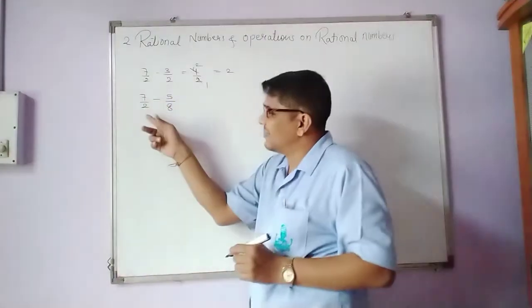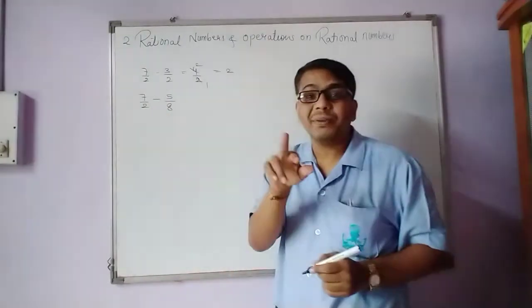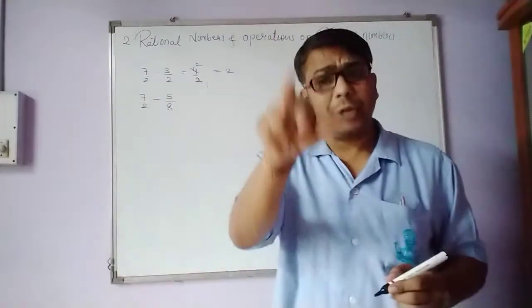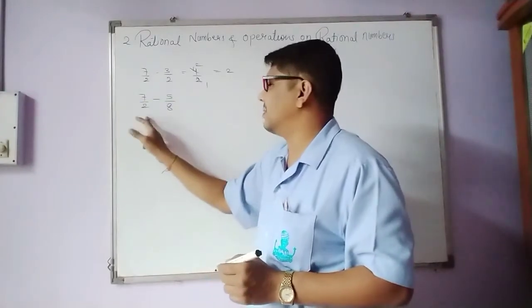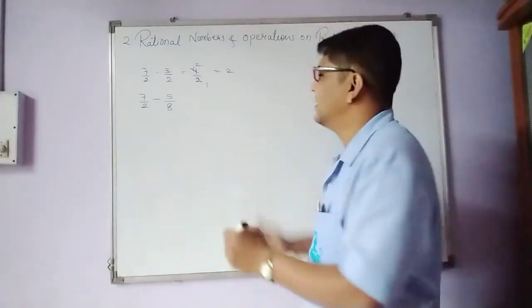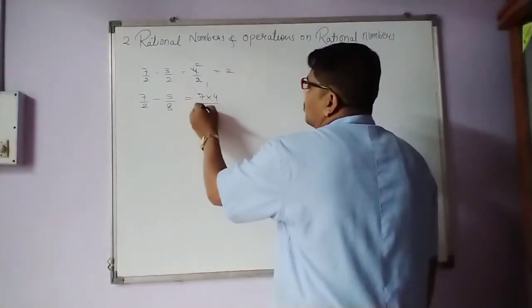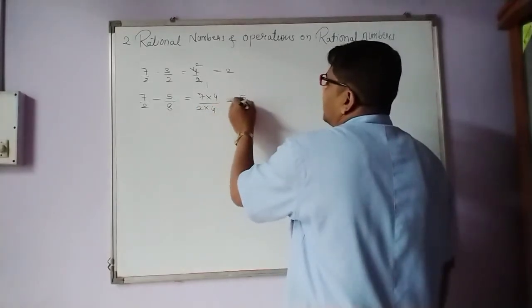Now you see here, this is a multiple of 2. 2 how many is of 8? 2 4s are 8. So what can I do? Instead of going for cross multiplication, I can multiply this rational number by 4. See here, 7 into 4 upon 2 into 4, so that I get minus 5 upon 8 as it is.